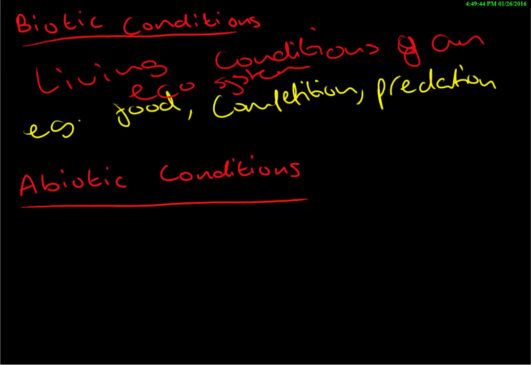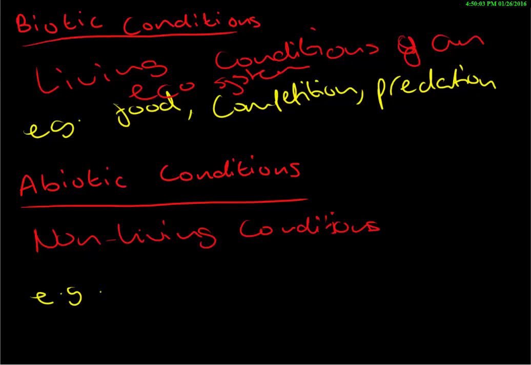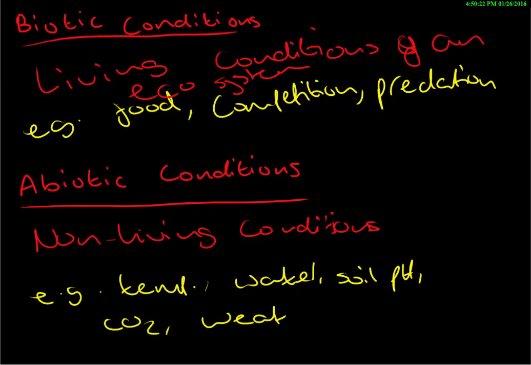And abiotic conditions are conditions that are not related to things that are alive. So these are things like temperature, climate, water, and for plants, there are things like soil pH, carbon dioxide, weather, and light availability. And same again, if you get asked to define abiotic conditions, you need to give an example.